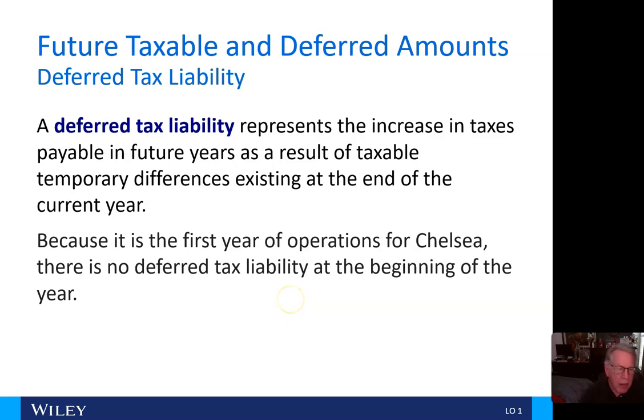A deferred tax liability represents the increase in taxes payable in future years as a result of taxable temporary differences existing at the end of the current year. So because it is the first year of operations for Chelsea, there is no deferred tax liability at the beginning of the year.